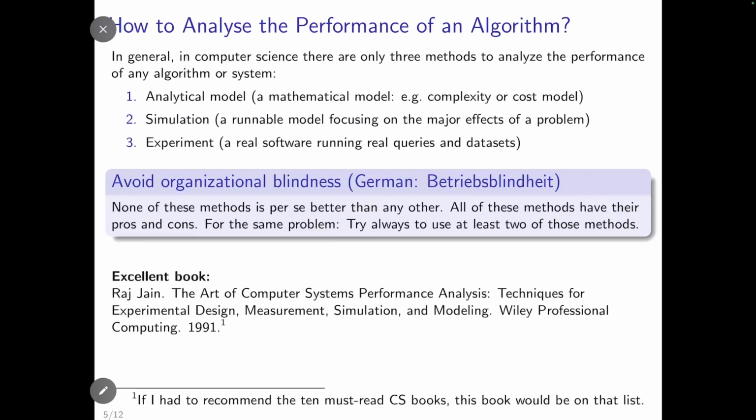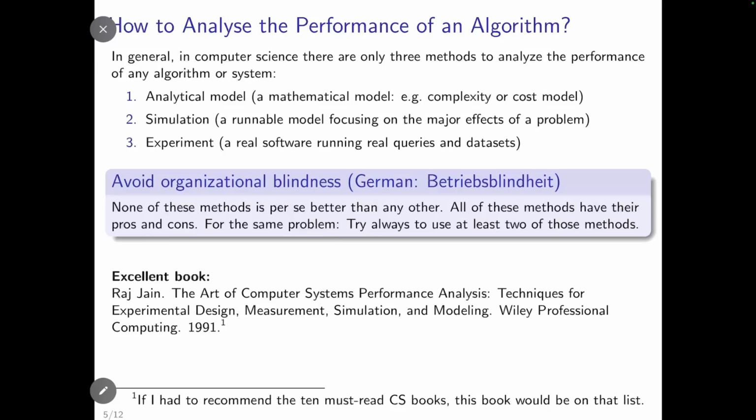And this is the slide I showed already last time. So when you worry about performance of any algorithm, there are only 3 classes of techniques to analyze the performance of an algorithm. One is an analytical model. So any form of mathematical model, could be a complexity analysis, could be a cost model. That's class 1. The second is simulating the algorithm somehow. And the simulation should focus on the performance, of course. And the third is an experiment. So you implement the real thing as good as possible, hopefully in a real database system, send some real queries and use some real data sets.